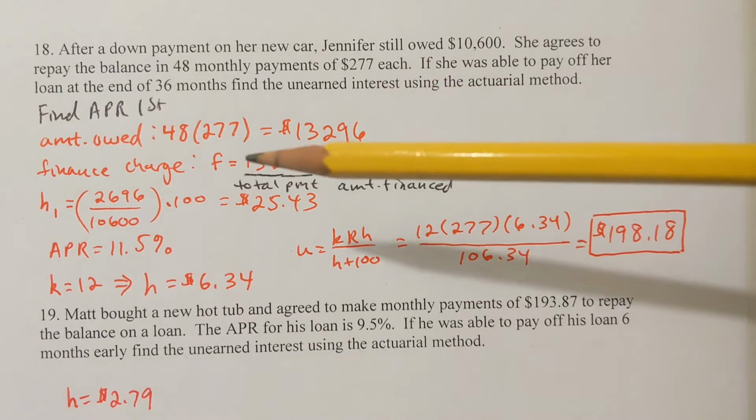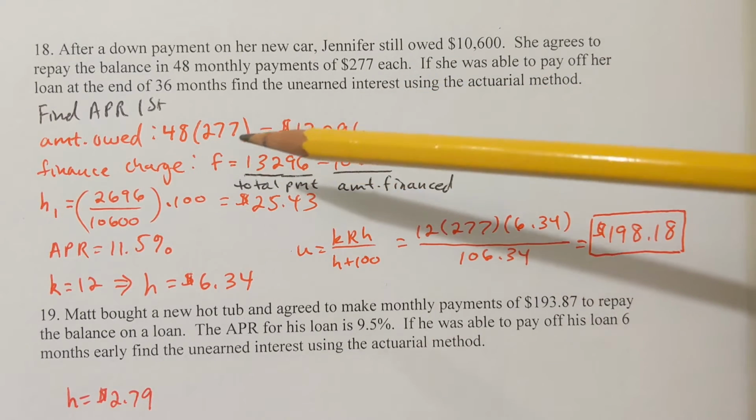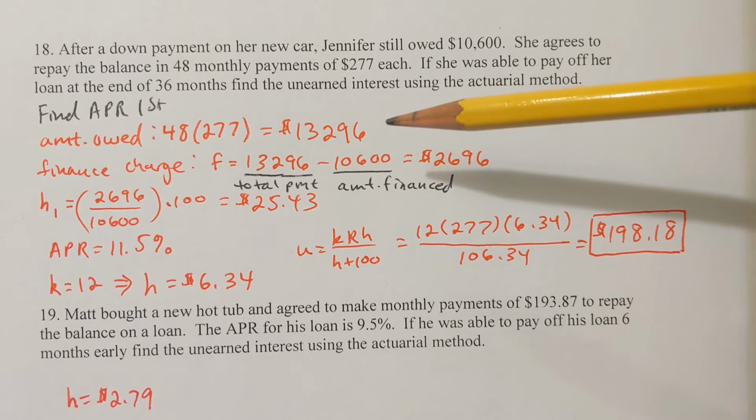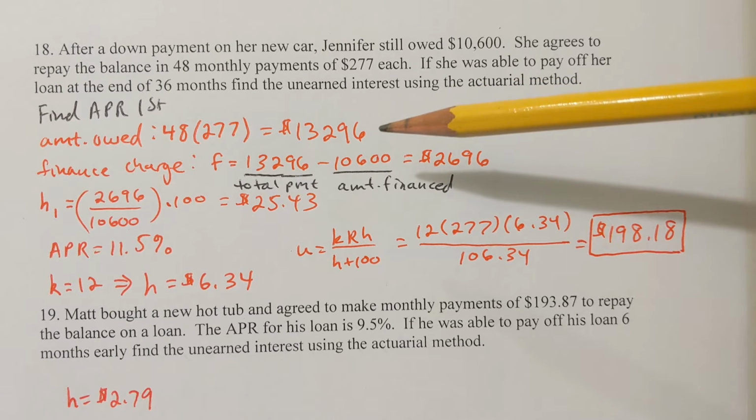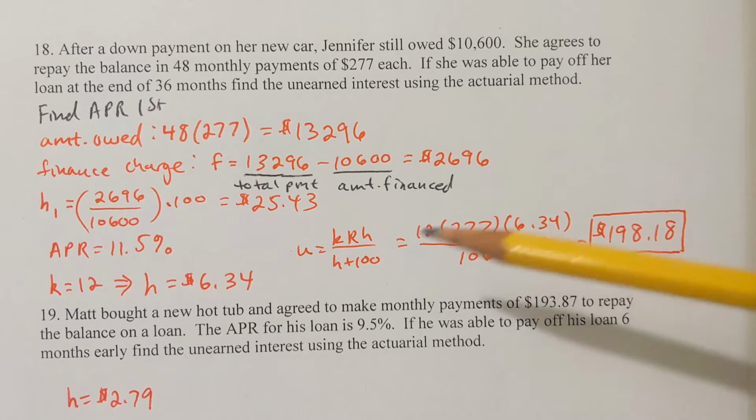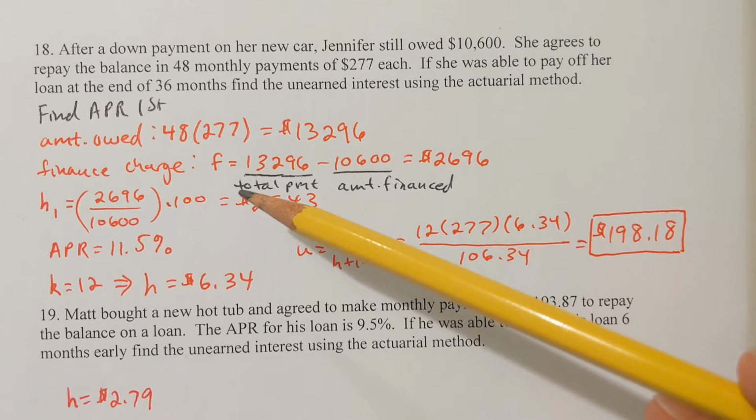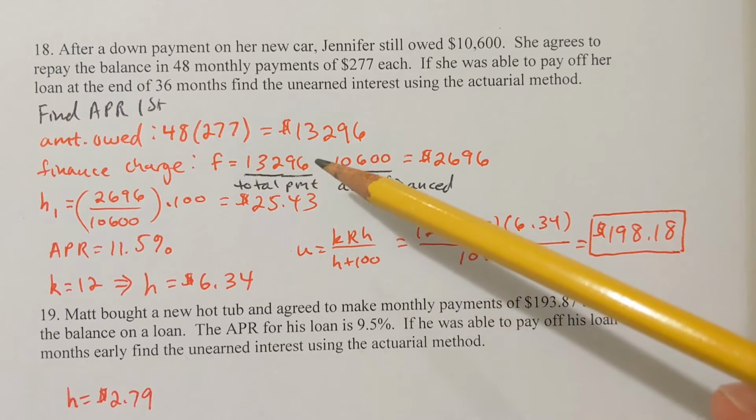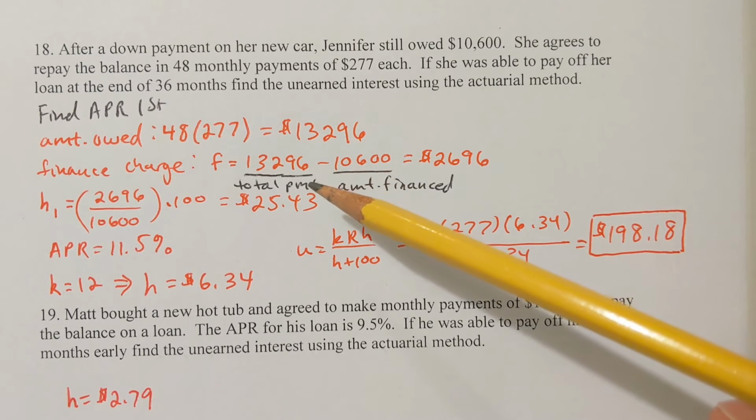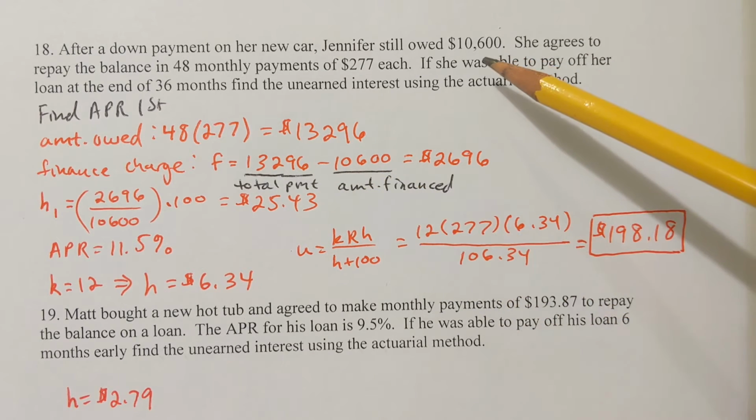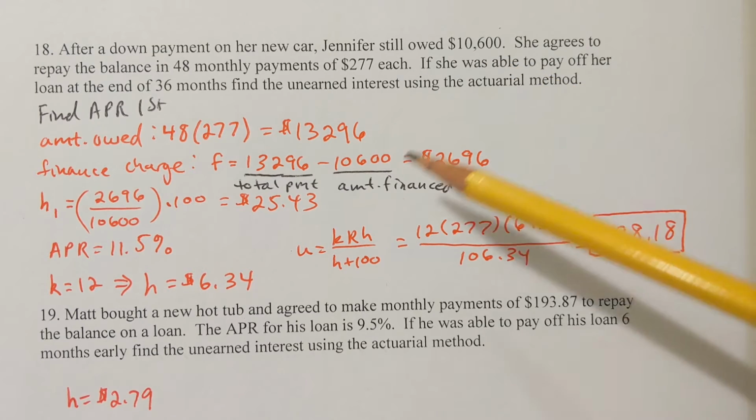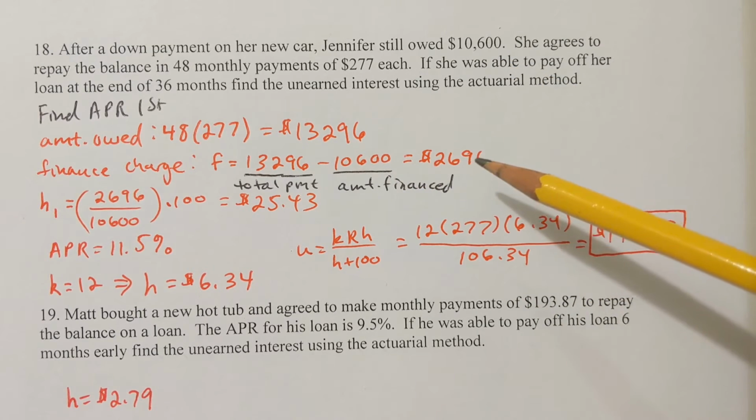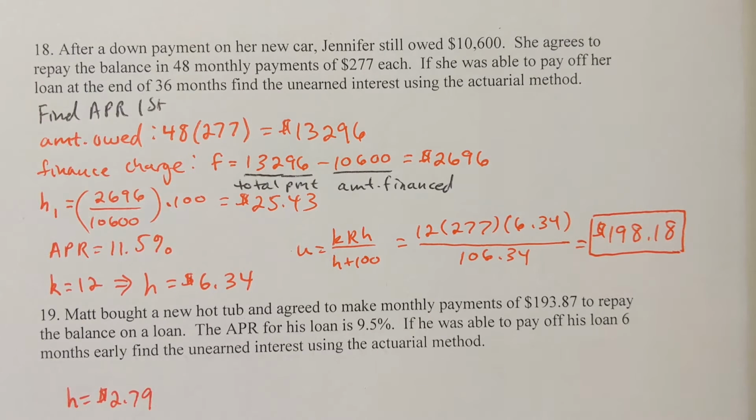The amount that she's going to owe, if we were to take 48 times the regular monthly payment, is $13,296. The finance charge is the same as the interest. So you're going to take the total payment, which is $13,296, minus the amount that she's financing, which is $10,600. And so this is how much she's going to owe in interest. $2,696, quite a bit in interest.